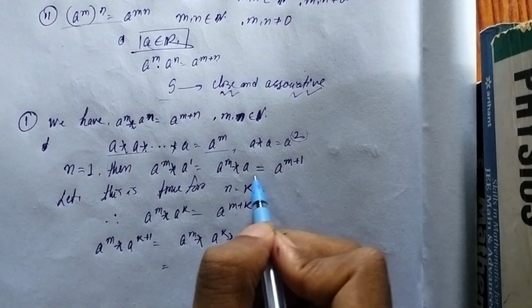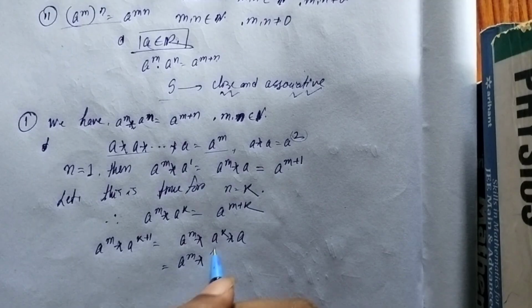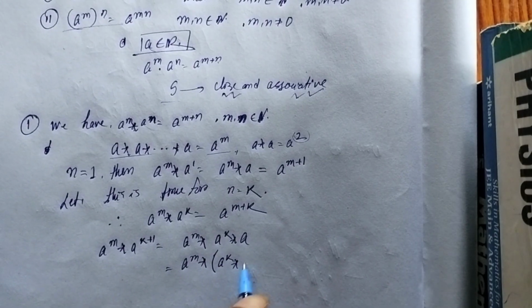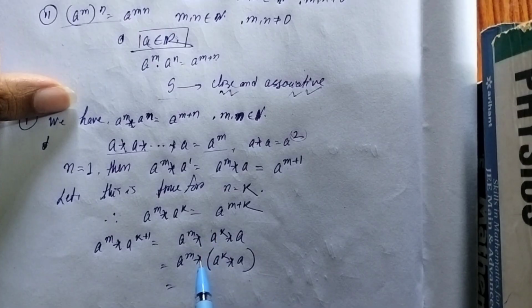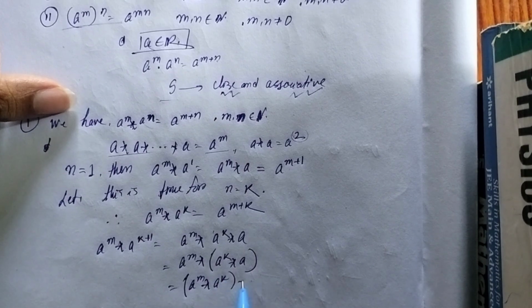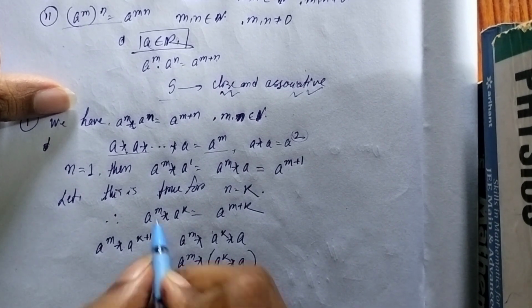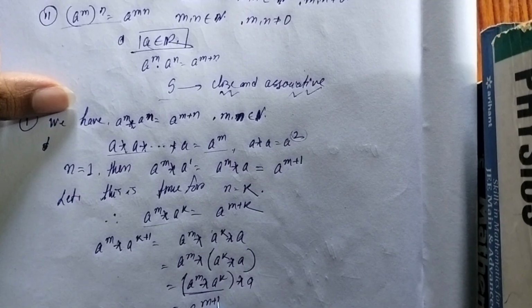From this property, now just using the associative law, here we can give the bracket. This is because these are equal, so we can give the bracket here. As this is associative, we can do this also as the set is associative. Now we already proved that this is true. So a to the power k plus 1 star a.